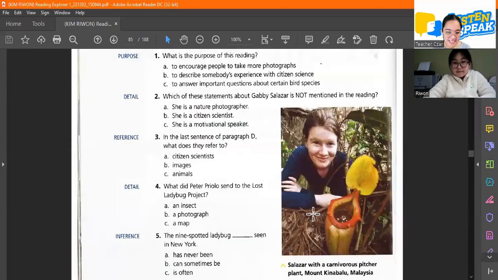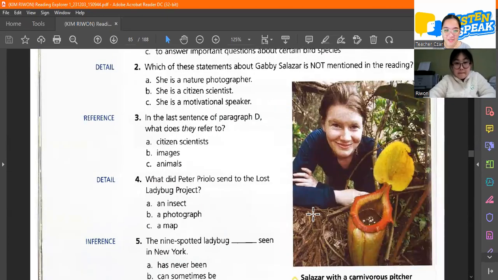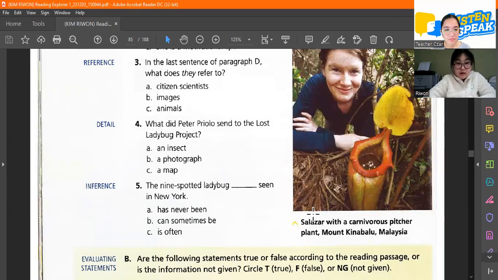They are. Okay. Let's have number 4, the detail. What did Peter Priolo send to the Lost Ladybug Project?